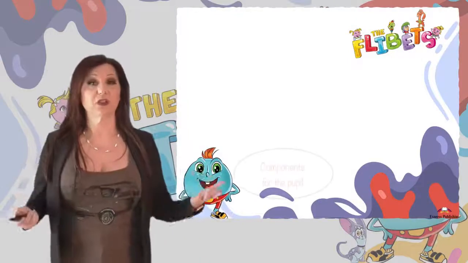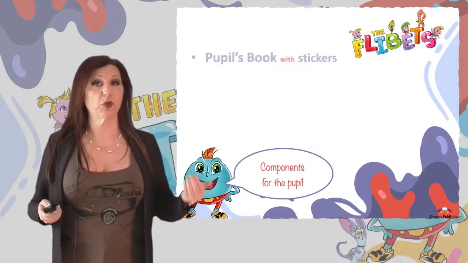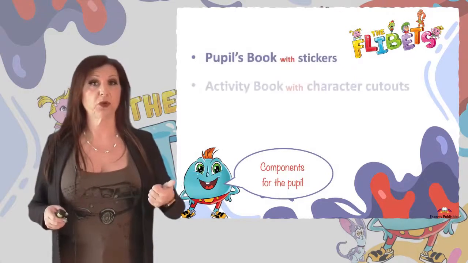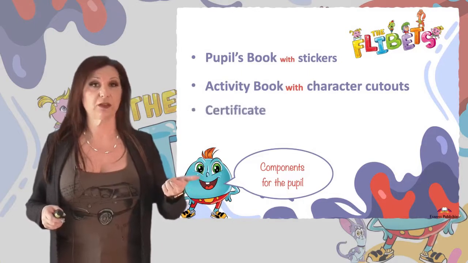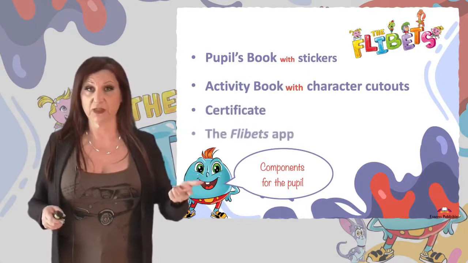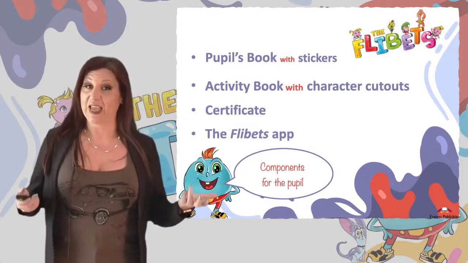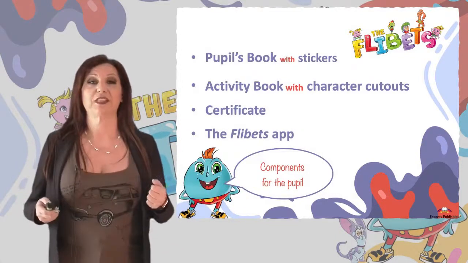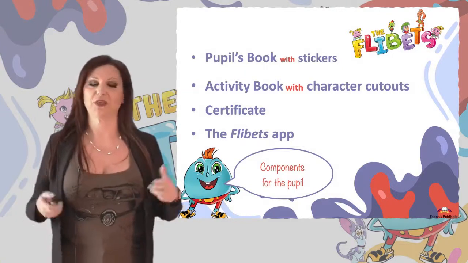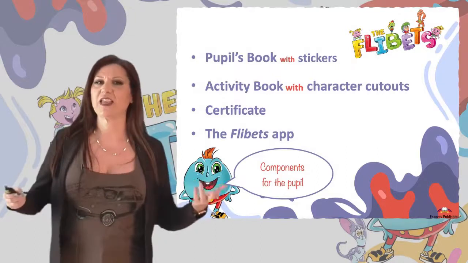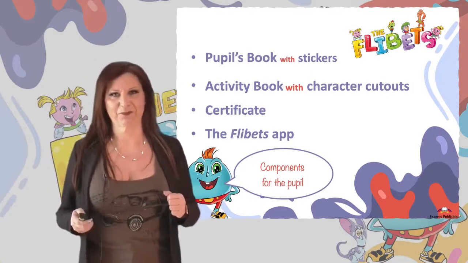So, in total, these are the components of the Flibets. For the pupils, we have the pupils book, which includes the stickers, the activity book, which includes the character cutouts, there is a certificate, and of course, there is a Flibet app. Yes, you guessed it right, there is an augmented reality application for the Flibet series too. Zach comes alive and takes the children to his imaginary world along with him.